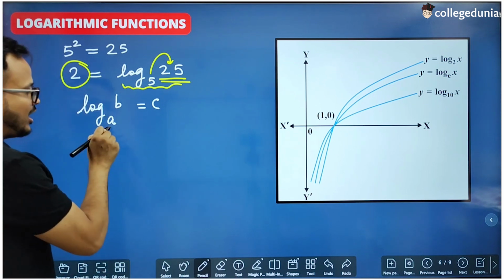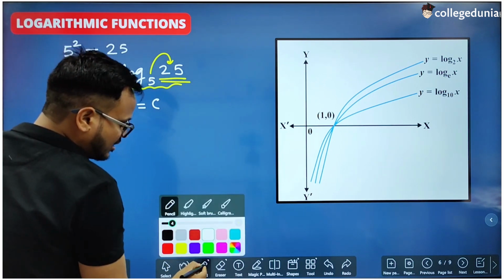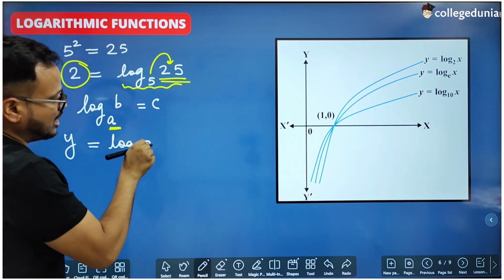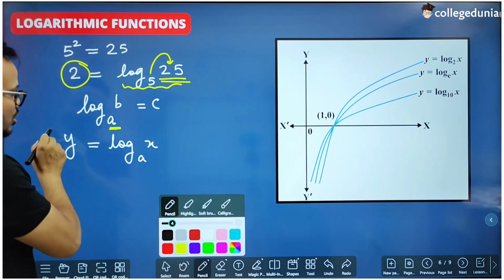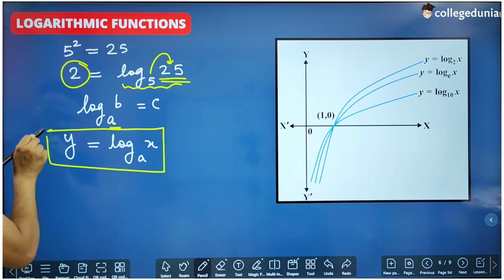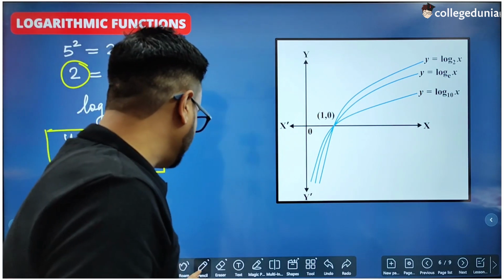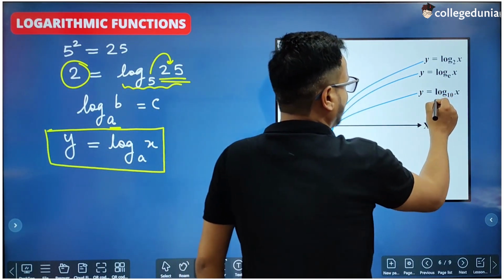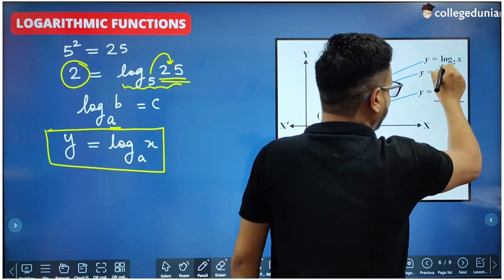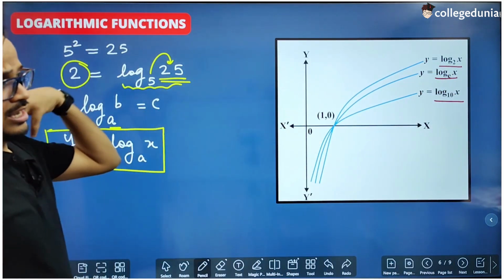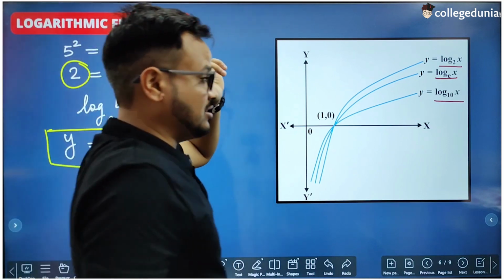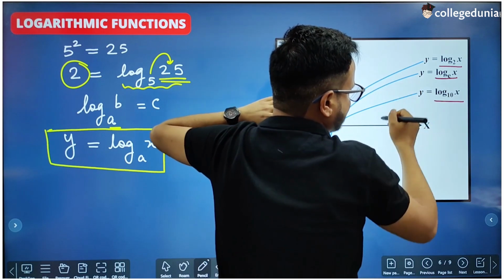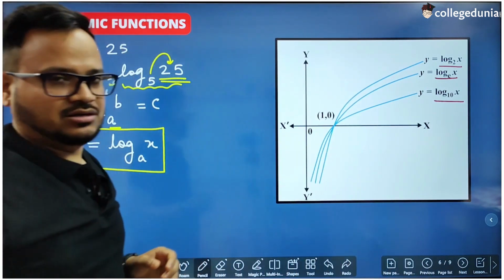So for any base a, this function y equal to log base a x is called the logarithmic function, right? Now for few bases you can see the graph of logarithmic function here. We have drawn the graph of log base 10, log base e and log base 2. And when the base is decreasing, then the logarithmic function is becoming less and less steeper as compared to the other graphs, right?